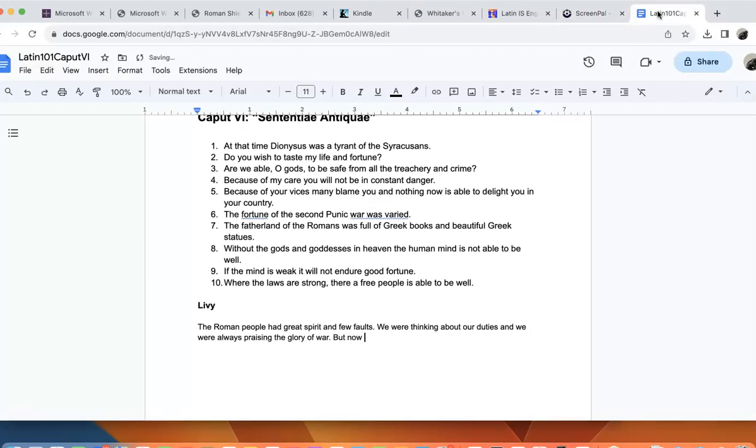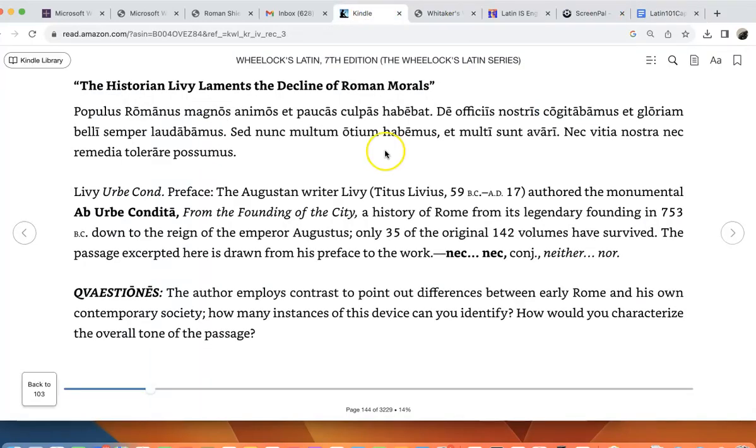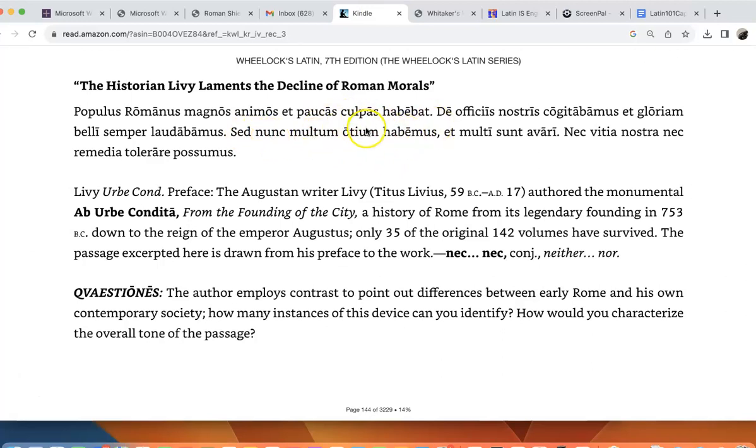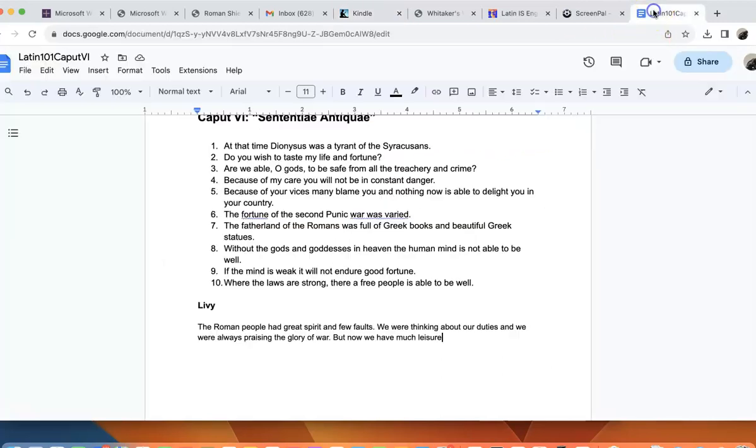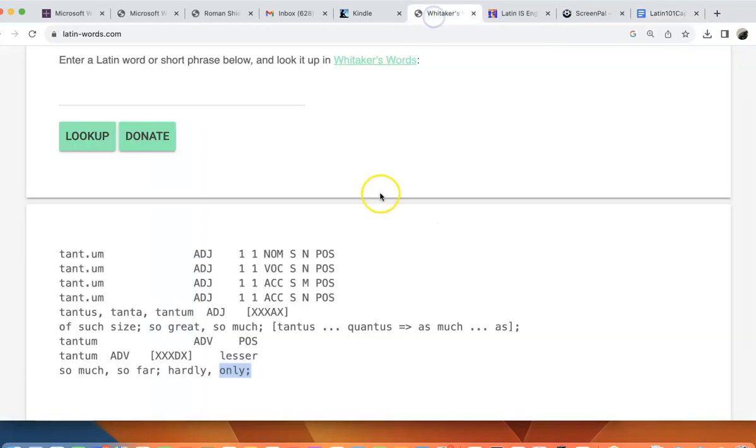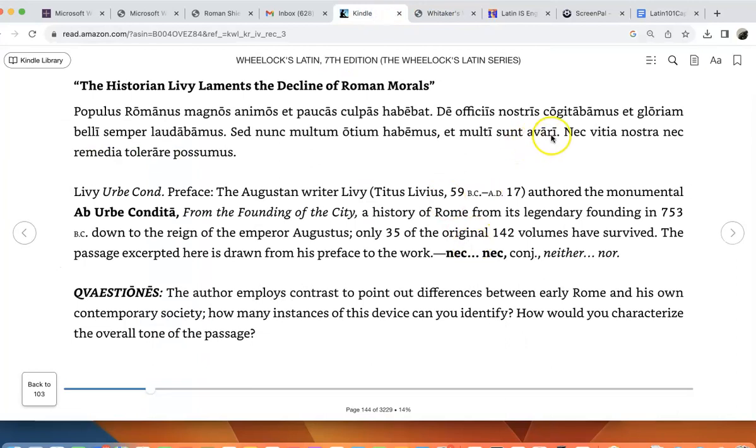But now we have much leisure. In other words, even Caesar in his De Bello Gallico talks about how civilization leads to an effeminization of the human soul. But now we have much leisure. Otio means leisure. And many are greedy, avarice. Many are greedy. They just go shopping all the time.